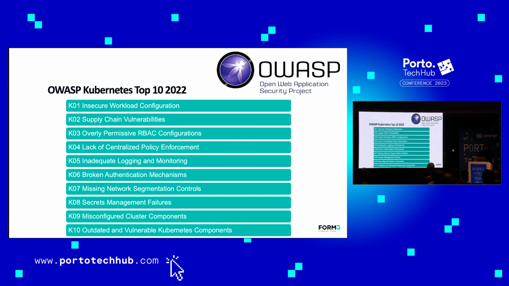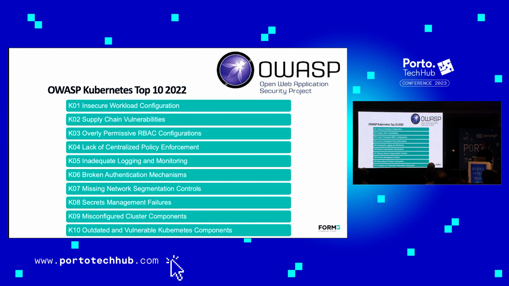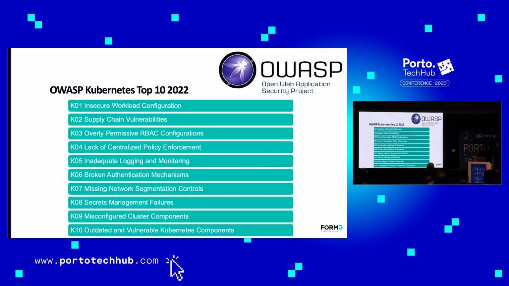Then K8 is also important, secrets management framework. And again, it's important to mention that Kubernetes secrets are not encrypted. So if they are not encrypted, basically anyone who gets their hands on Kubernetes secrets can see them in plain form. And also K9 and K10: misconfigured cluster components together with outdated and vulnerable Kubernetes components.